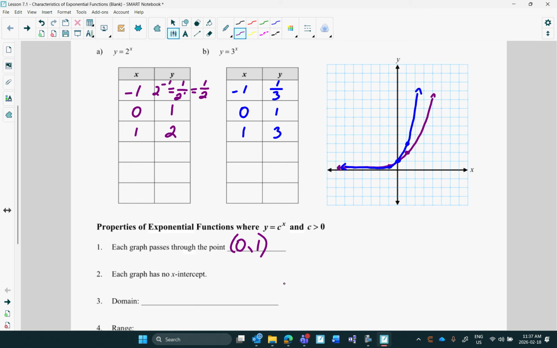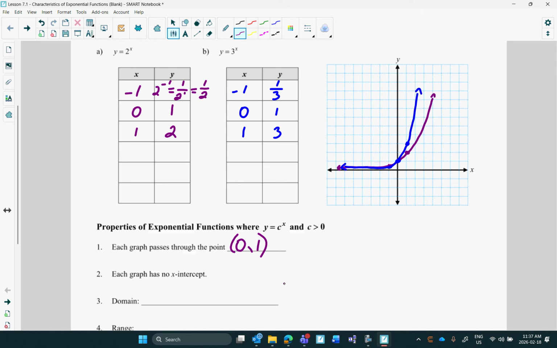All of them won't have an x-intercept, because we just showed that as it moves to the left, it approaches 0 but never touches. And remember, y equals 0 is the x-axis.